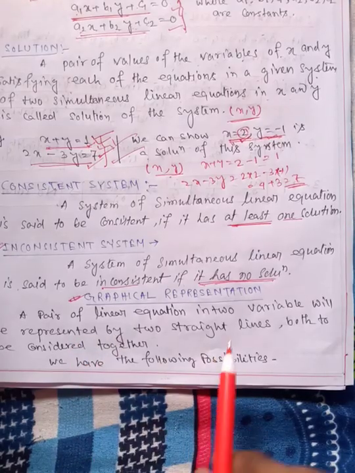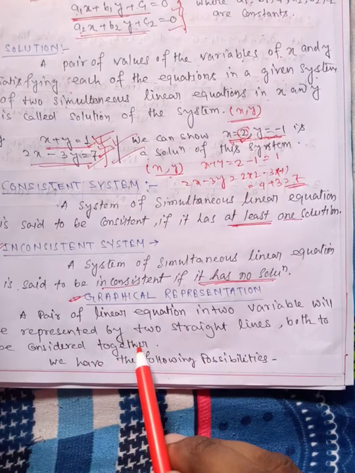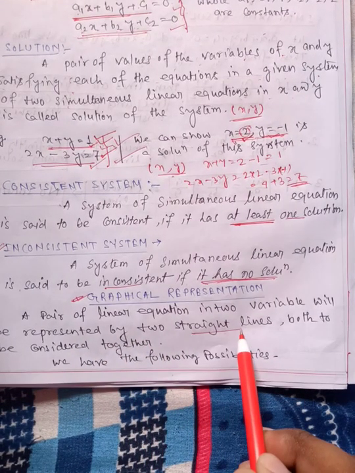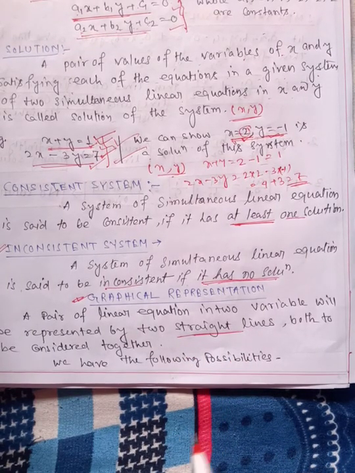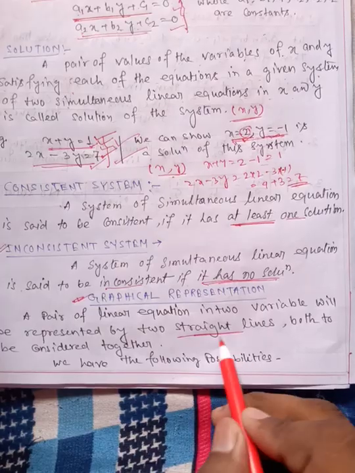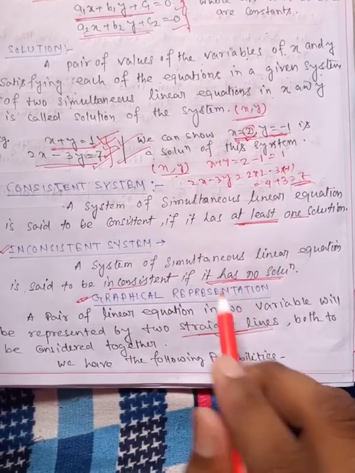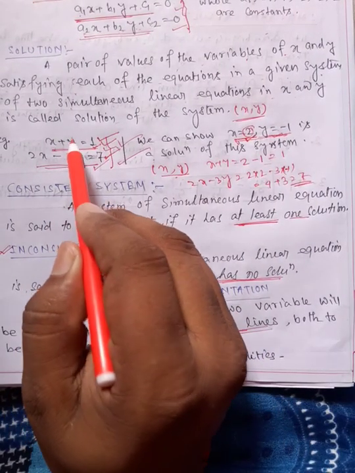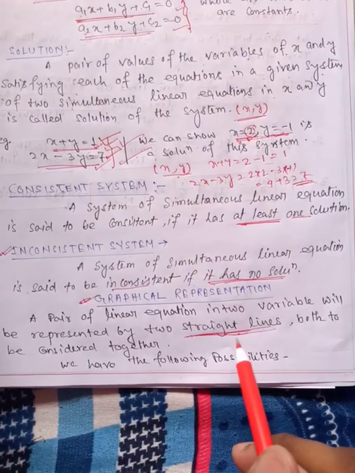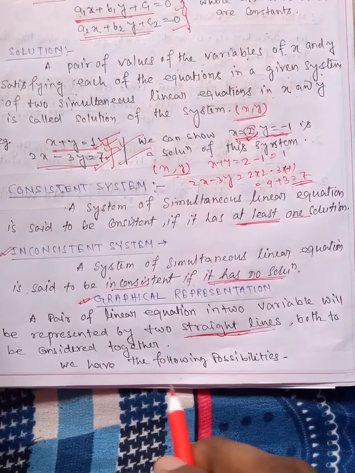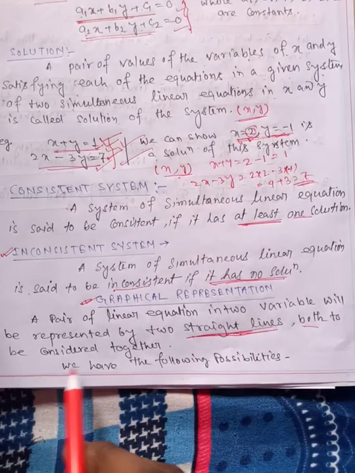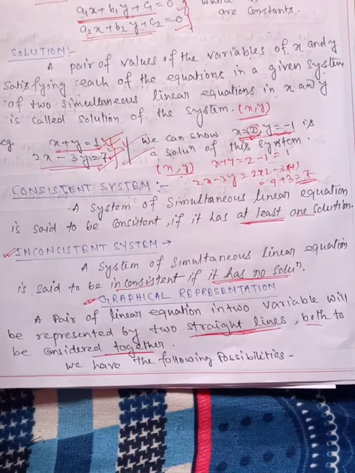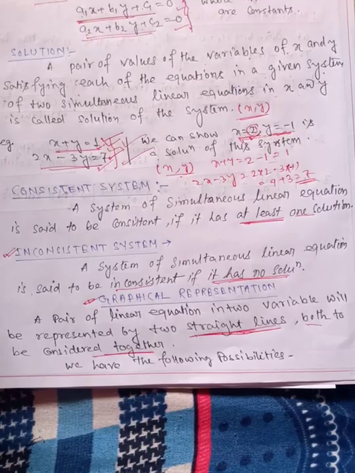Now, graphical representation of linear simultaneous equations. A pair of linear equations in two variables will be represented by two straight lines. It is studied in your class 9 that a linear equation of two variables always represents a straight line. So there are two linear equations, so there will be two straight lines in your graphical representation. You have to consider both straight lines together.